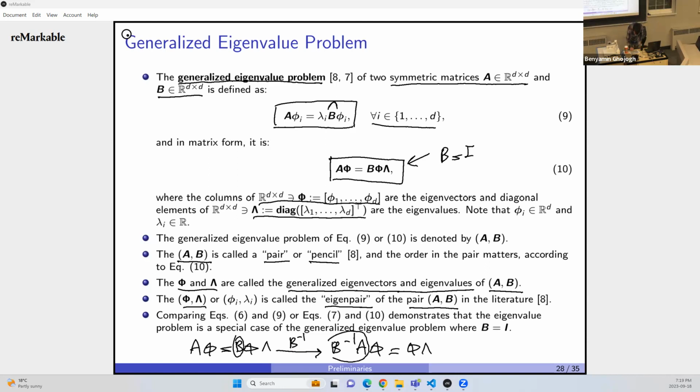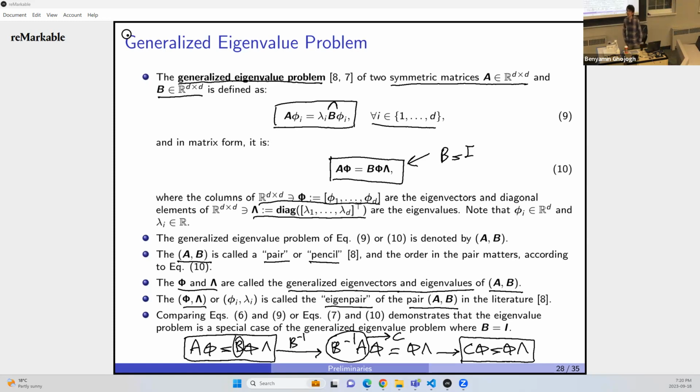Now call this B inverse A matrix C. This becomes C phi equals phi lambda. Therefore, phi and lambda are the eigenvectors and eigenvalues of the matrix C. What is this? This is an eigenvalue problem, although this was a generalized eigenvalue problem. You see the beauty. Okay, but in addition to seeing the beauty, there is a big problem here. Can you see the problem of this beauty? Is everything fine mathematically?